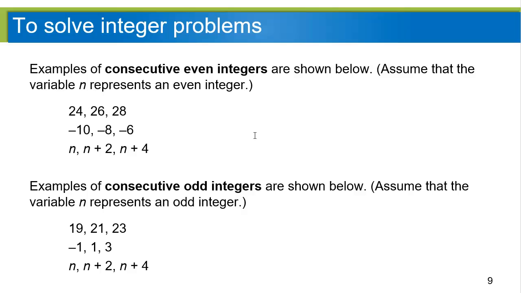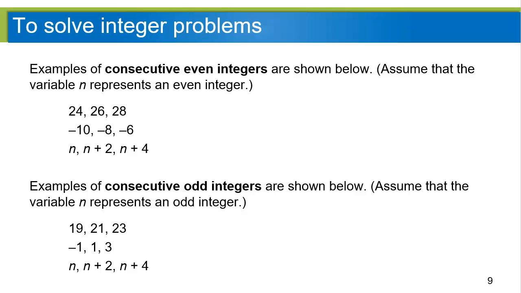You're adding 2 each time because you have to skip that other integer, right? So if you're doing consecutive evens, you got to skip those odds that are in between them. And if you're doing consecutive odds, you got to skip the evens that are in between them. So it's always going to be n, n plus 2, n plus 4, and so on and so forth.